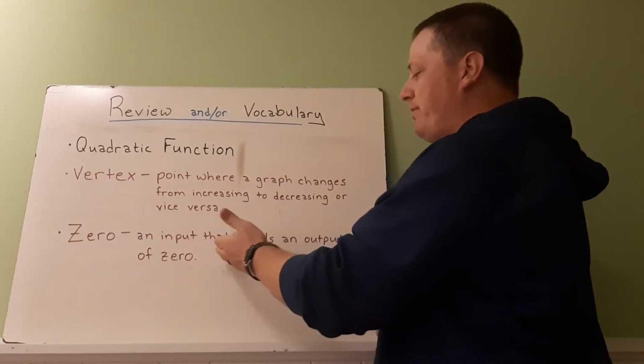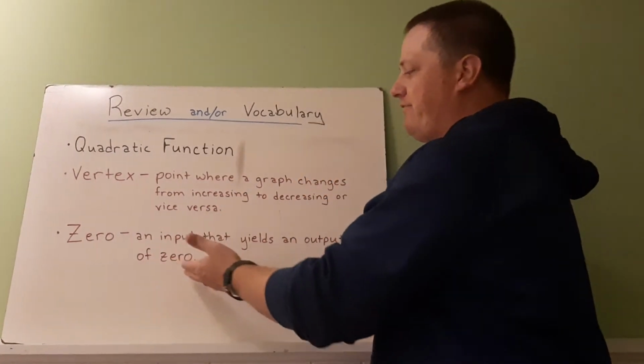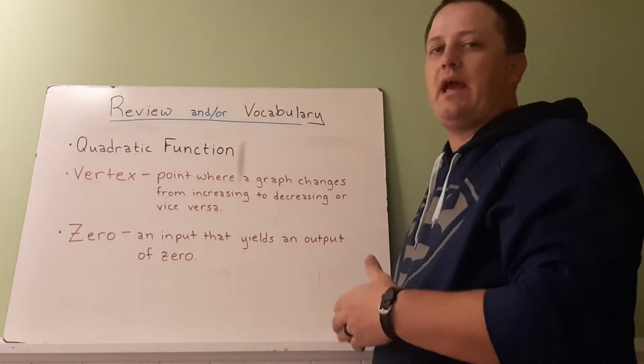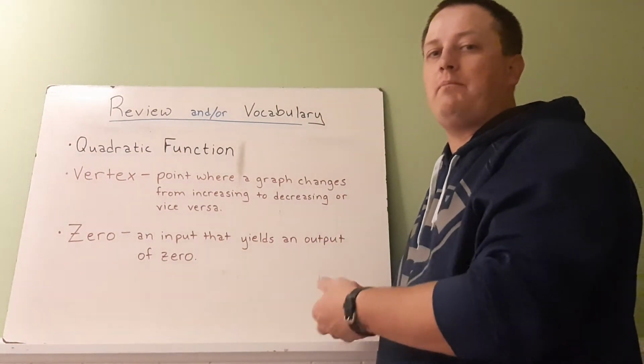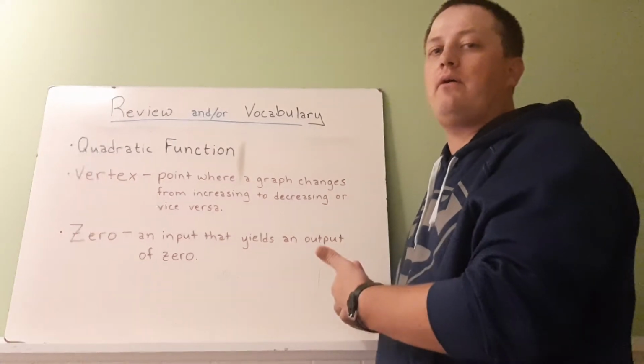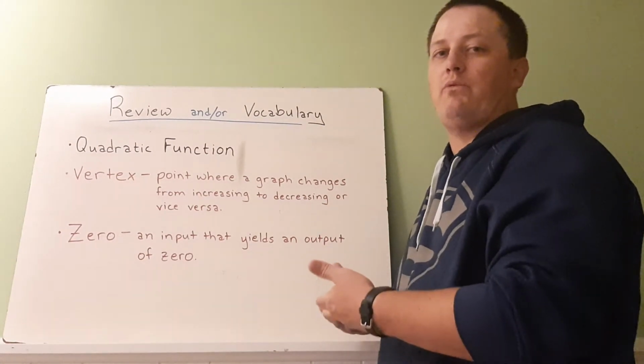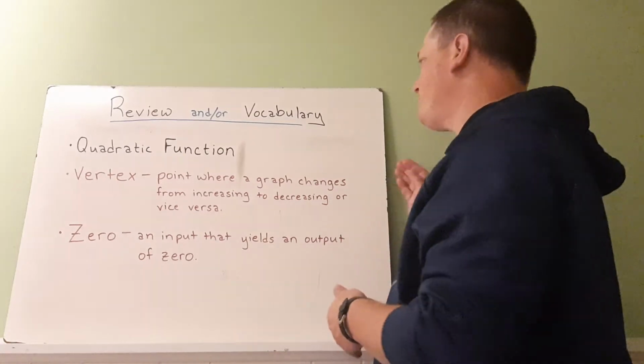Zero, an input that yields an output of 0. So if we take an x value of 1 and put it into the problem, and we get an answer of 0, that 1 would be considered a zero.